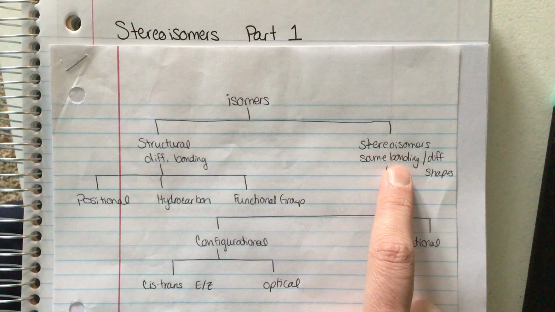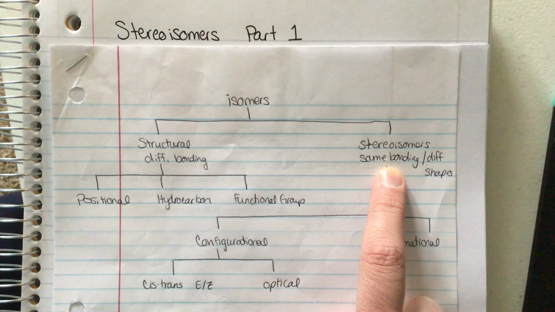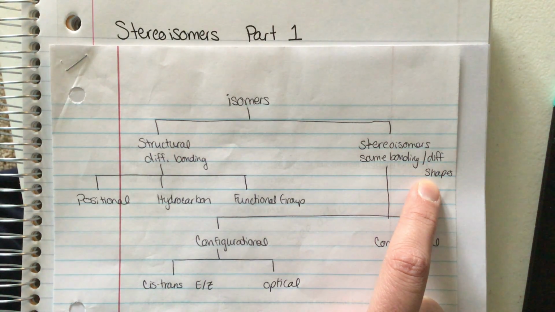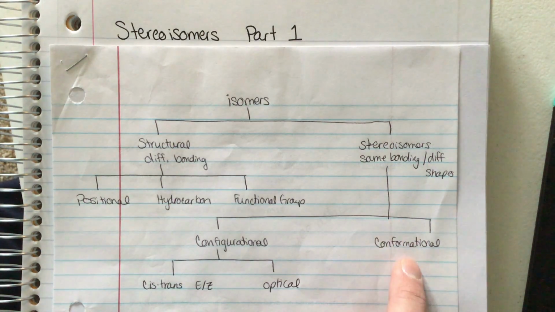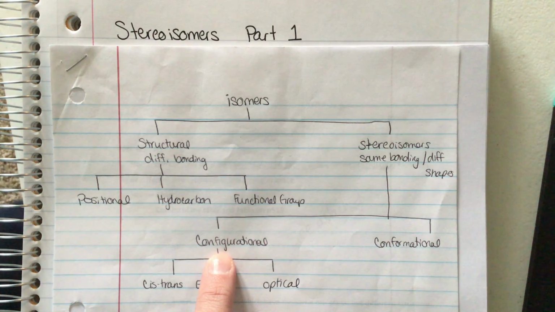We're coming over here to do stereoisomers. So stereoisomers is where you have the same bonding. So everything is going to be the same, carbons, hydrogens, oxygens. Everything's going to be in basically the same order, but we're going to end up with different three-dimensional shapes for this. So there's 2 kinds of these: conformational, which we're actually not going to spend a huge amount of time on, but I'm going to show you really quick, and configurational.